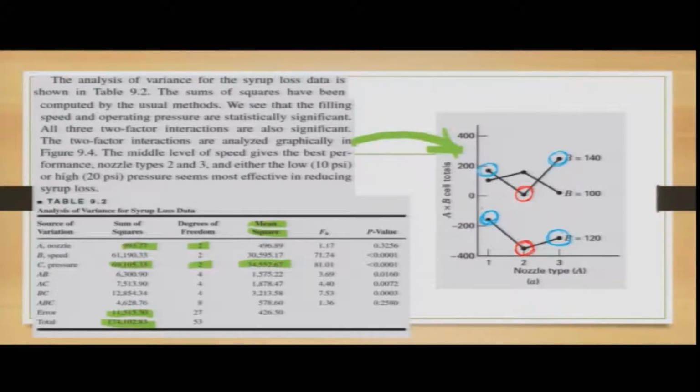The two factor interactions are analyzed graphically in the figure which I have just marked here with this arrow, and if you see, the middle level of the speed gives the best interaction. So, middle level of the speed where I am hovering, the red highlighted part or red circle part are at the minimum level, because they give the best so called prediction.